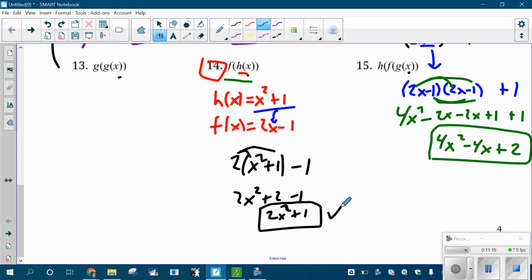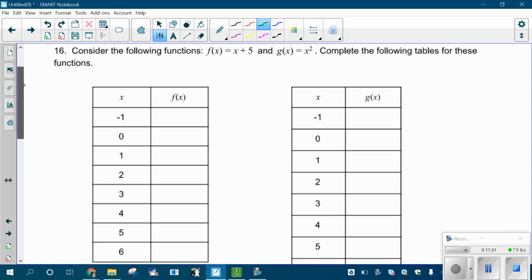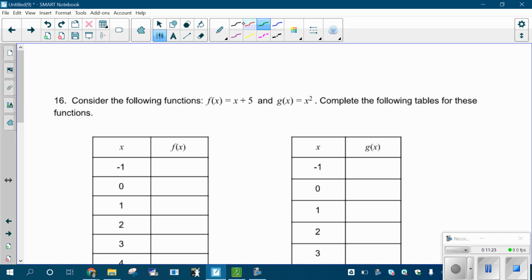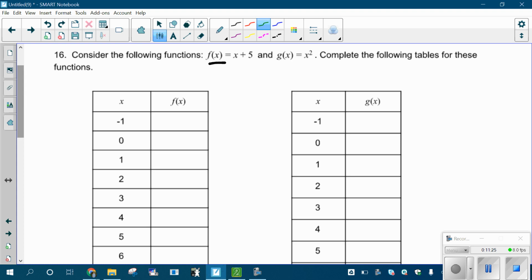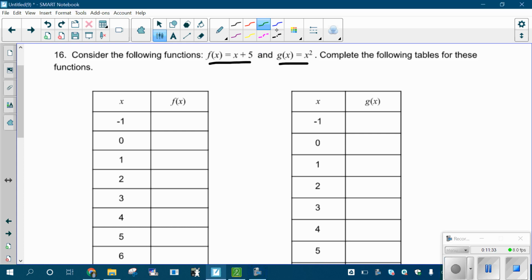Okay. We'll do some practice with this on Wednesday, don't worry. I want to show you one other thing. So first, if you could take these two equations, f of x and g of x. F of x is x plus 5, and g of x is x squared. Could you fill out these tables real quick by plugging in these x values?